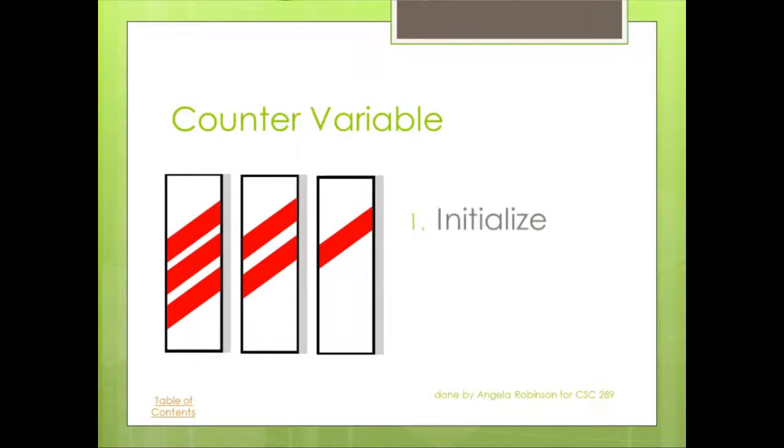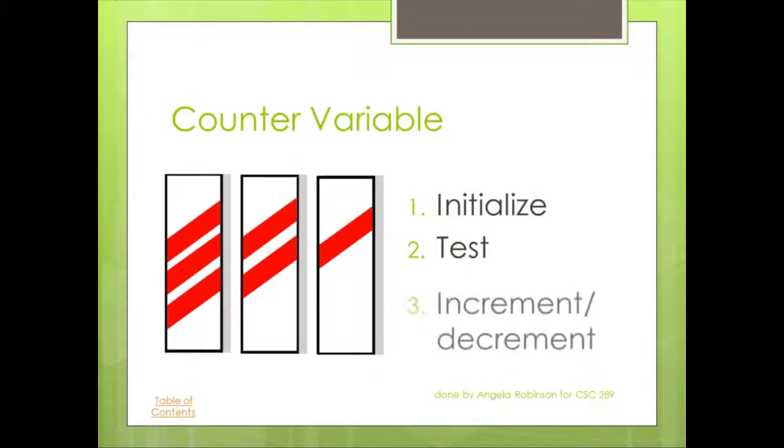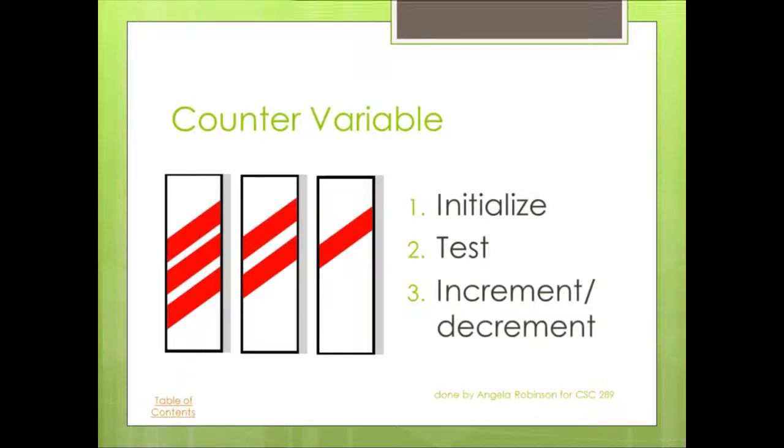First, you initialize the variable to the minimum value. Second, you test the variable's value to see if it's between the minimum and maximum values. If it is, the loop continues to perform the task. If it isn't, the loop is stopped and the program goes to the next task. Third, after you perform the task, you increment the counter variable.